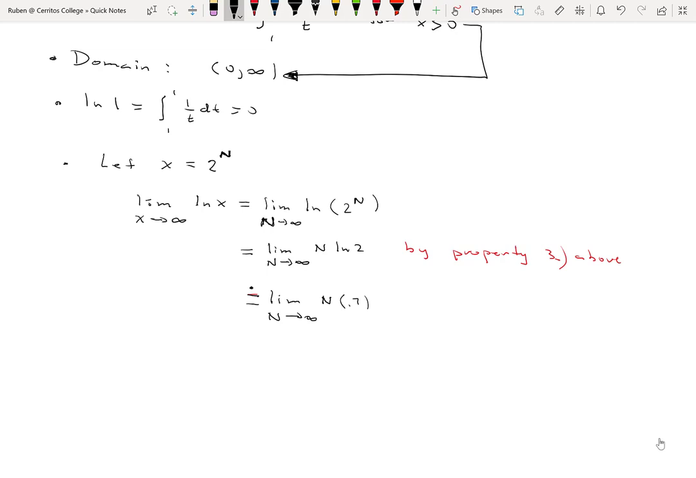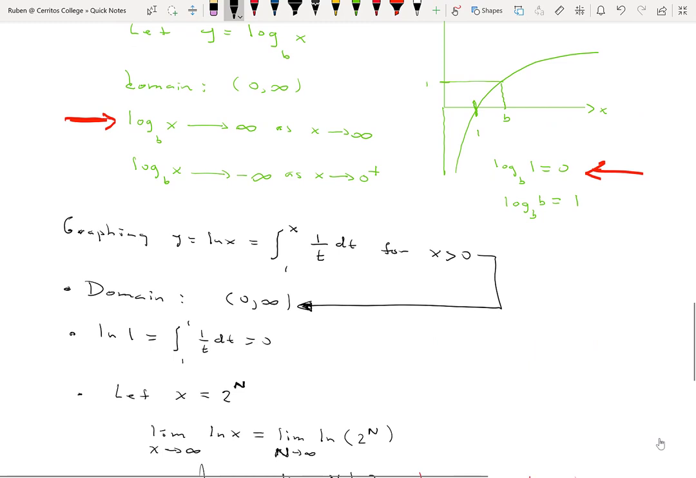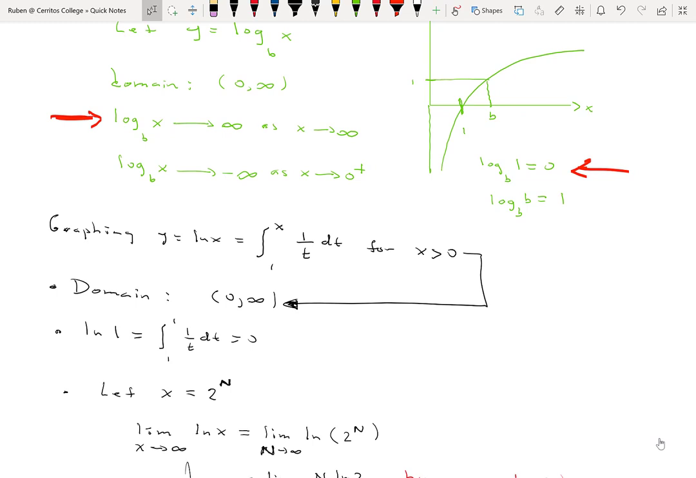So as n gets big, 0.7 times n also gets big. So this is infinity, and this does it. If we eliminate the middleman here, this says that the limit as x approaches infinity of the natural log of x is infinity. So that's a big property. That is the green property I put the second arrow on. Log of x goes to infinity. I won't do the vertical asymptote, but it's similar.